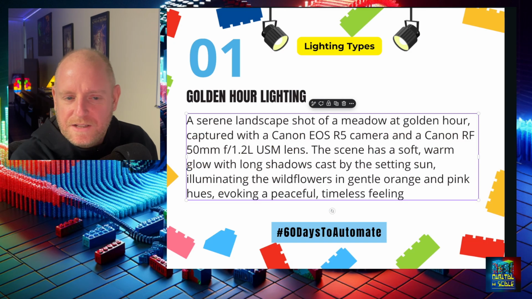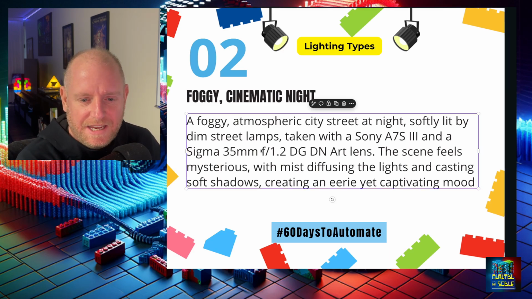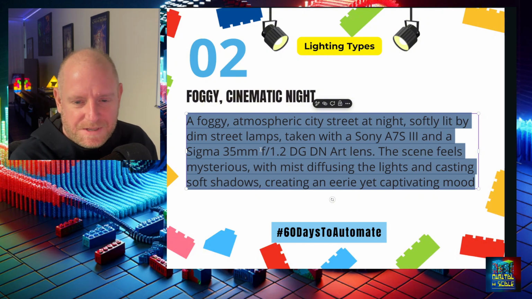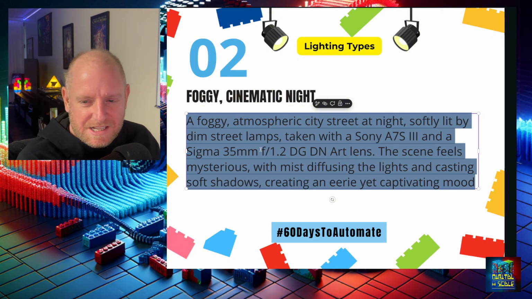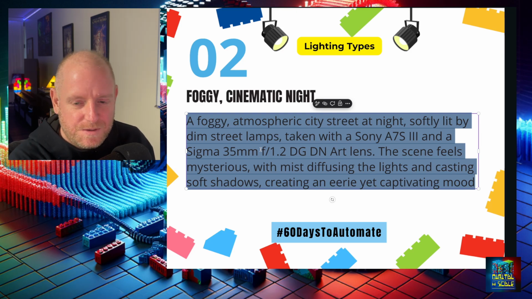All right, take a look at the second prompt that we're going to be doing. The next one is a foggy, cinematic night scene. So we're going to give it a foggy, atmospheric city street, softly lit by dim street lamps, taken with a Sony A7S III and a Sigma 35mm f1.2 DG DN Art lens. The scene feels mysterious, with mist diffusing the lights and casting soft shadows, creating an eerie yet captivating mood.